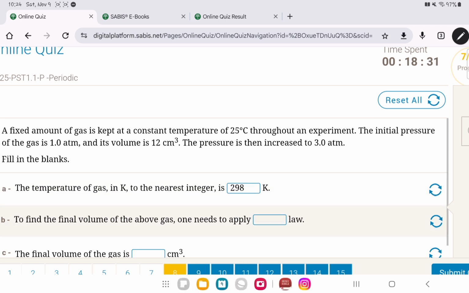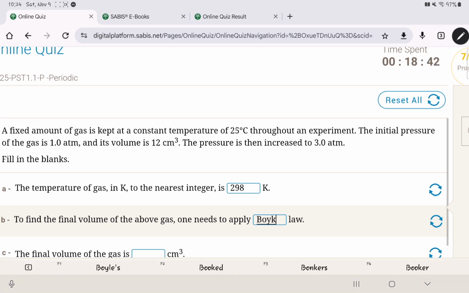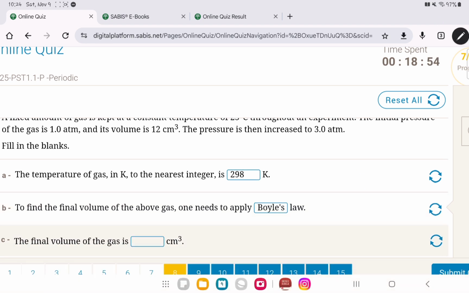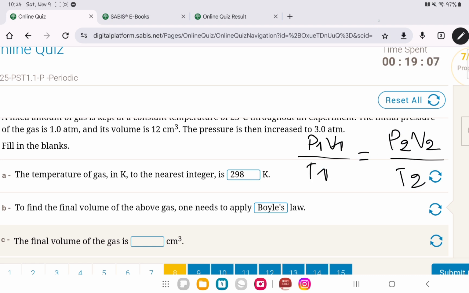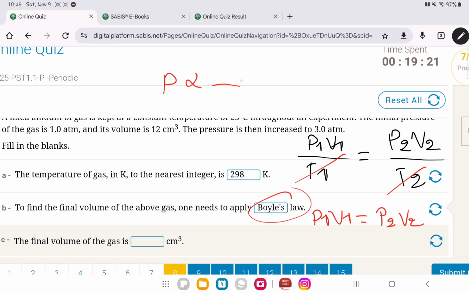We said to find the final volume of the gas above, which law will we apply? Because we have a constant temperature, we are going to be applying Boyle's law. You spell Boyle like this, Boyle with an L and then apostrophe S. Now, very simply, to find the final volume of the gas, we apply this rule where P1V1 over T1 is equal to P2V2 over T2. Since the temperature is constant, they are gonna cross out. So we get P1V1 equals P2V2. You can solve it like this, or you can say that Boyle's law states that the pressure is inversely proportional to the volume, or the volume is inversely proportional to the pressure.